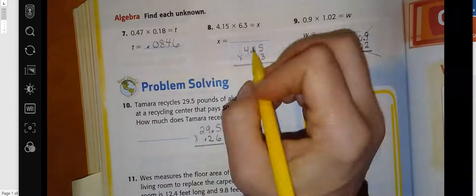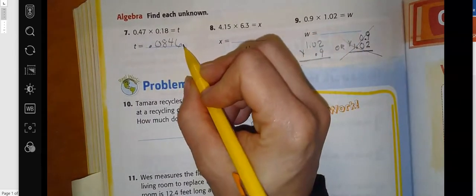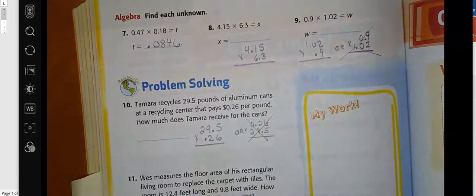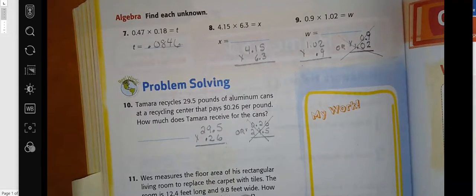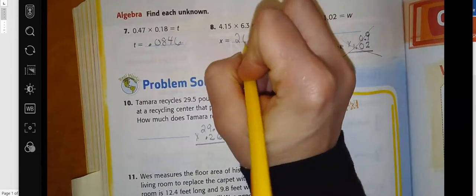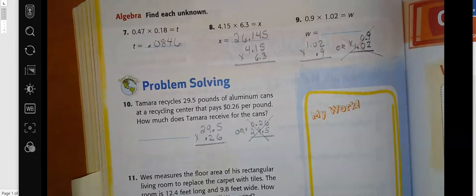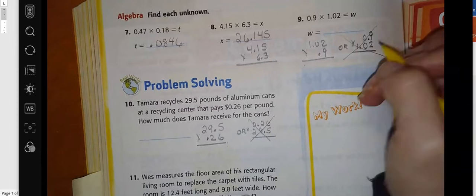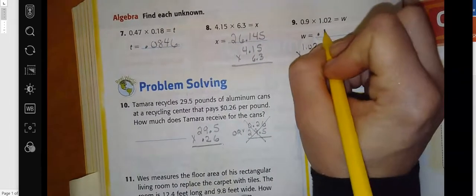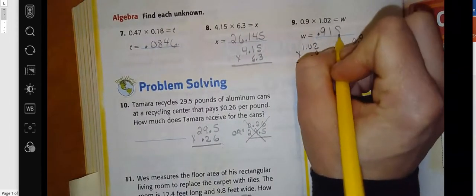1, 2, 3, 4 places after the decimal. If you forgot to put this last placeholder, you probably weren't doing your decimal correctly. 4 and 15/100 times 6 and 3/10 should come out to be 26 and 145 thousandths. 9/10 times 1 and 2/100 should come out to be 3 places past the decimal.